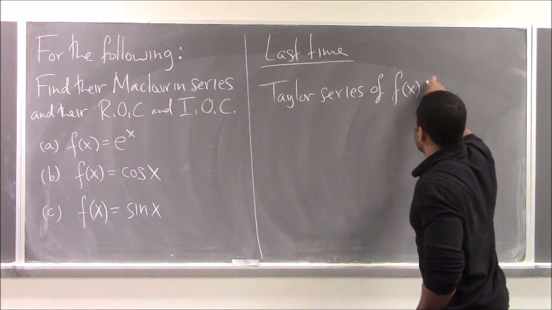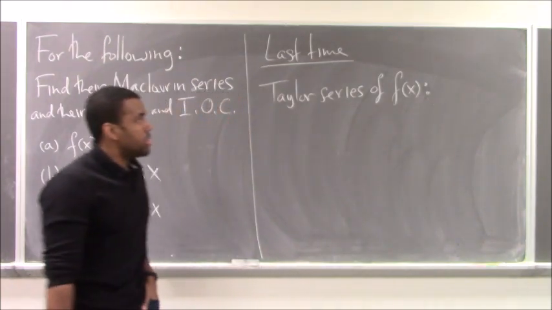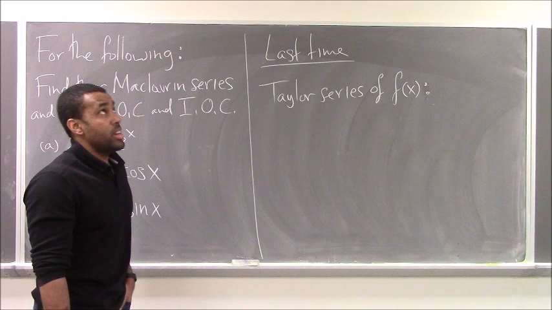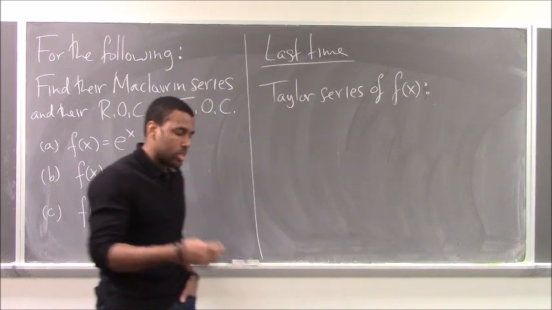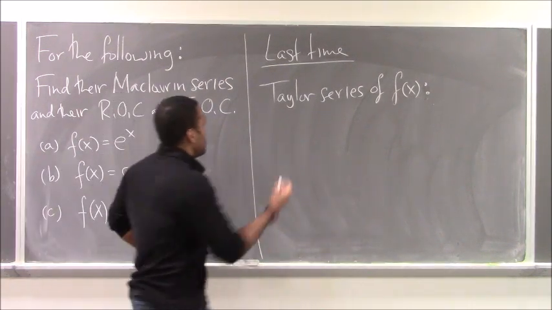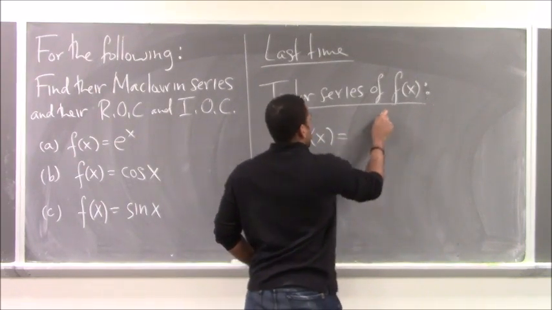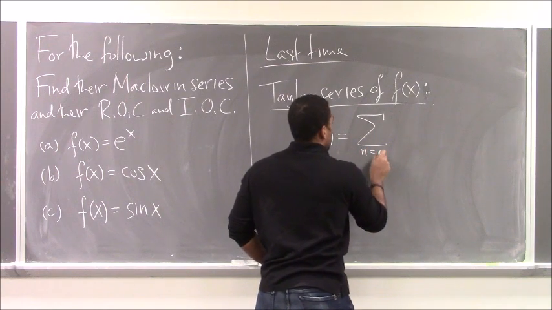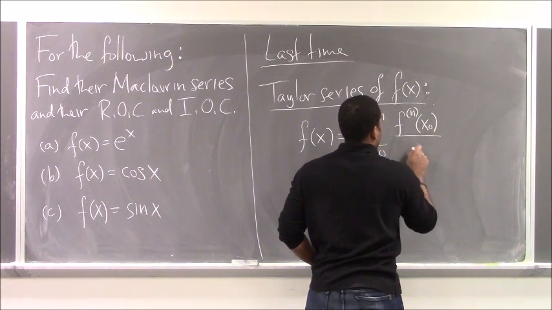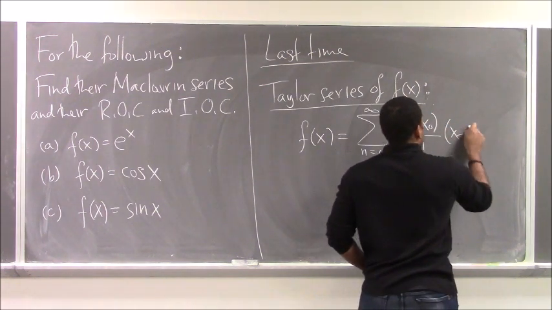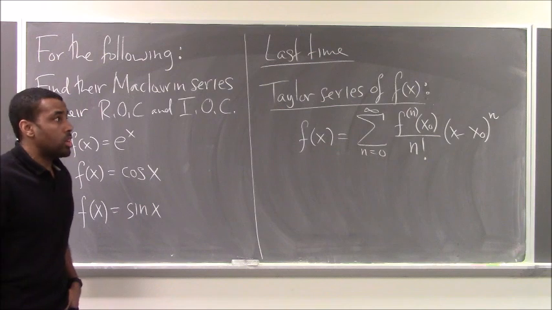Of a function f of x. This was assuming, of course, we could take multiple derivatives. In fact, we can take the derivative of f of x an infinite number of times, and the derivatives behaved nicely, they were continuous, and they didn't get too big. Then we could define something called the Taylor series of a function as this guy: the sum as n goes from 0 to infinity of the nth derivative of f evaluated at x naught, over n factorial, times (x minus x naught) to the n. And this was known as the Taylor series centered at x naught.